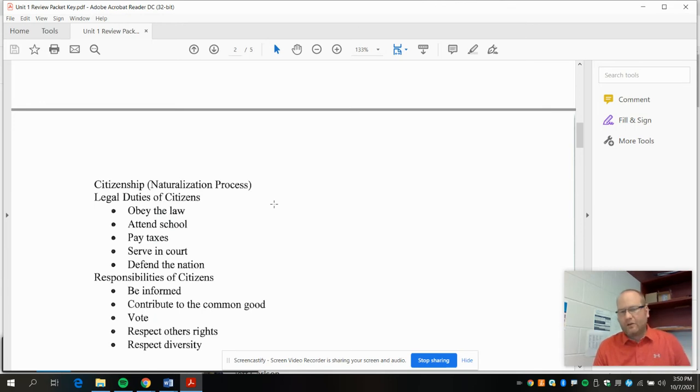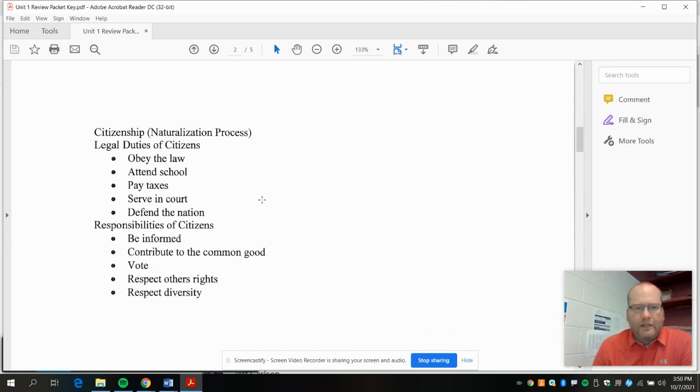And then if they can do all that, they need to go through the ceremony where they basically pledge an oath that they are going to defend the country and defend the Constitution and that they want to be a U.S. citizen.